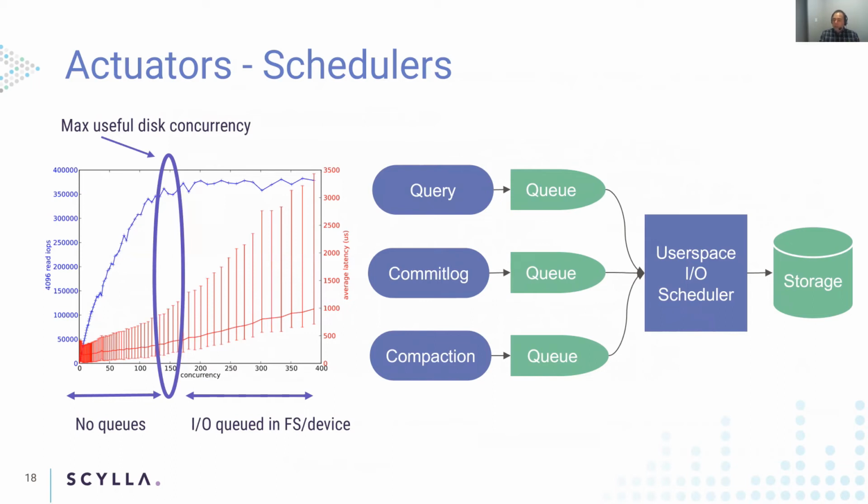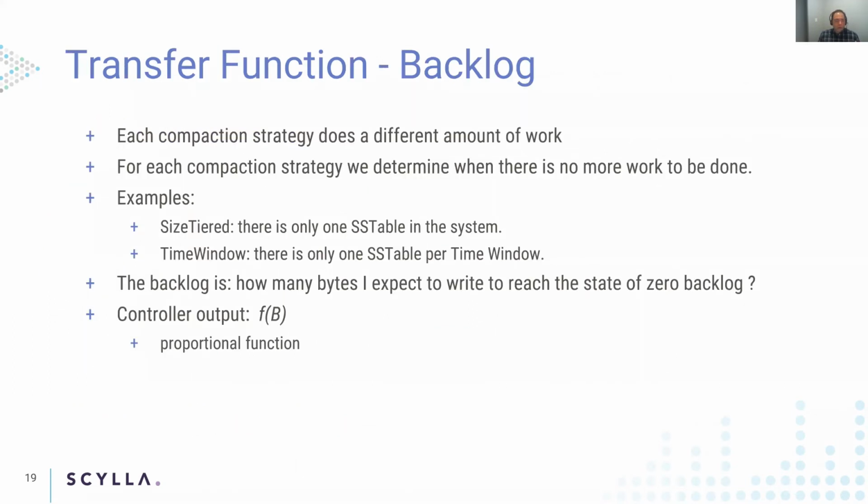So we now have measures, we know exactly the state of the world, and we have the actuator, which is the CPU scheduler and the I/O scheduler. They're able to look at the system and enforce the decision that the transfer function, that the controller, came up with. So let's look now at how the controller actually makes that decision.